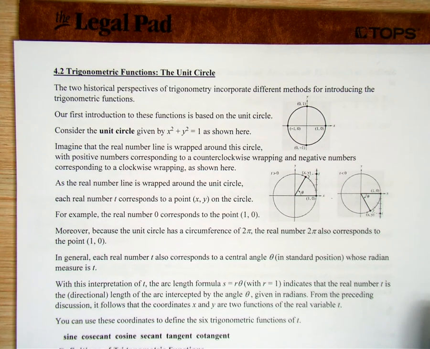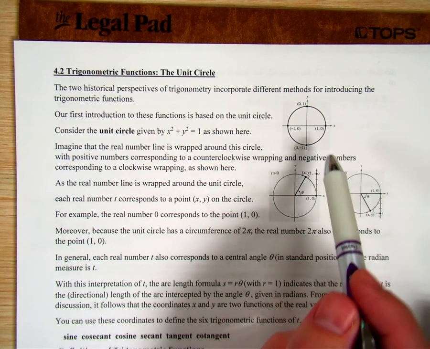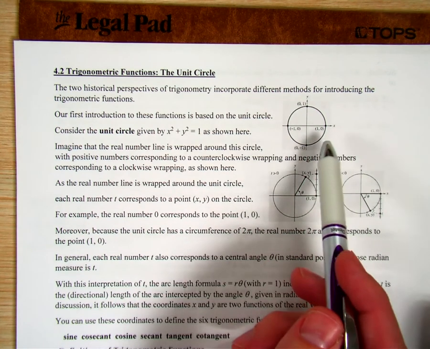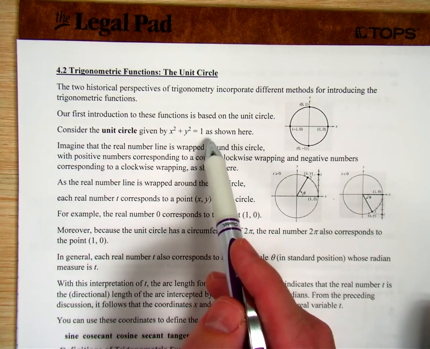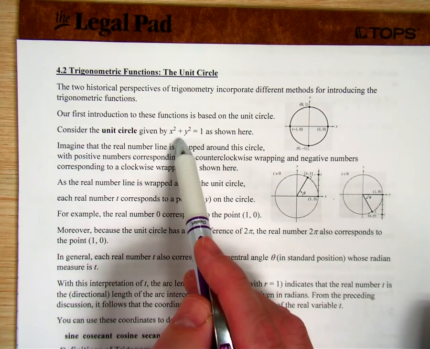We're talking about the unit circle. Should be familiar to you from last year in Algebra 2. It's called the unit circle because it is on a circle with a radius of 1 unit: x squared plus y squared equals 1.